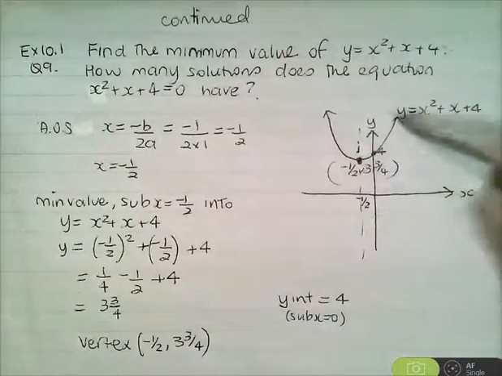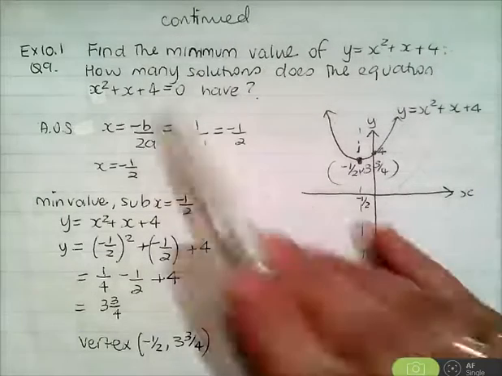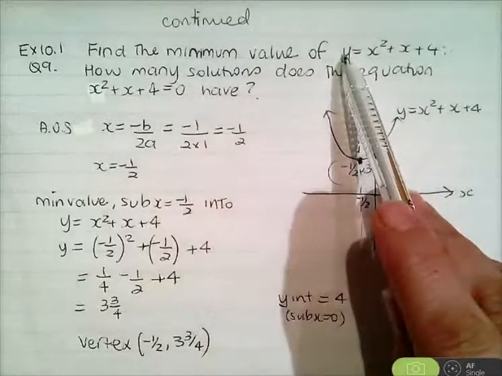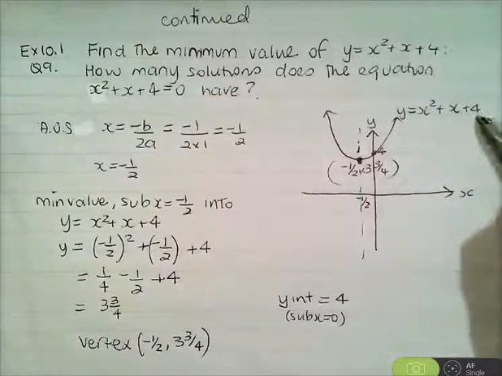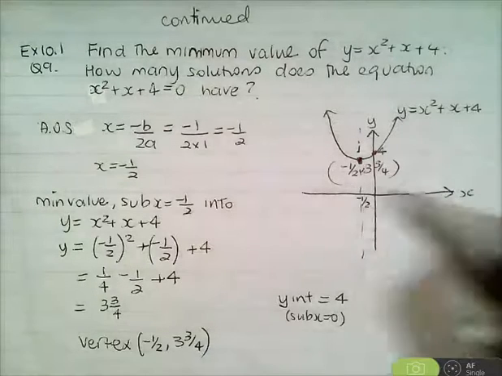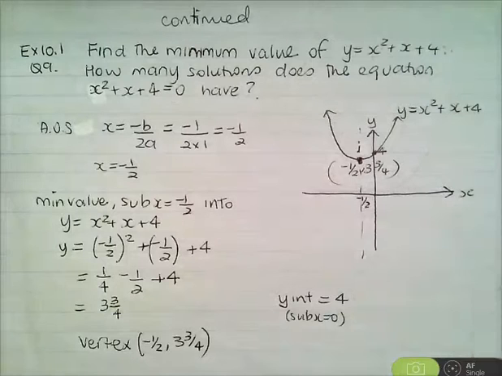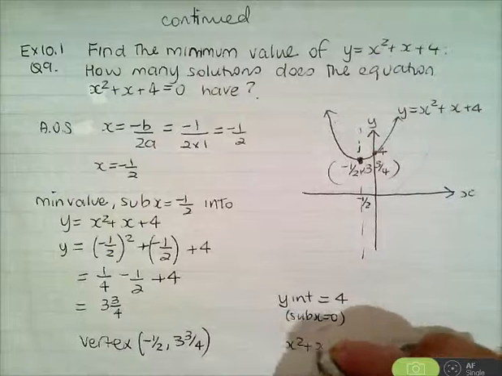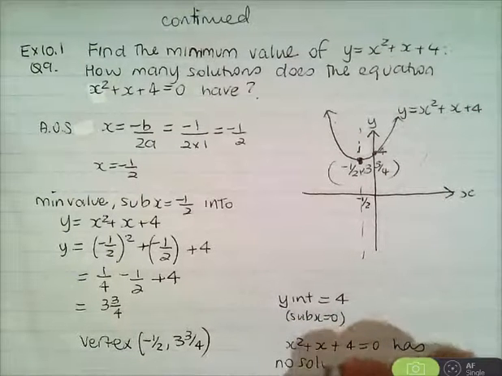Now, this is the equation and the graph of y equals x squared plus x plus 4. So if you want to solve this, x squared plus x plus 4, we're just replacing the y here with a 0. But we see that this x squared plus x plus 4 never has a value of 0. It would actually have to cut the x-axis here to have a value of 0. Therefore, how many solutions does that equation have? Well, the equation x squared plus x plus 4 equals 0 has no solutions.